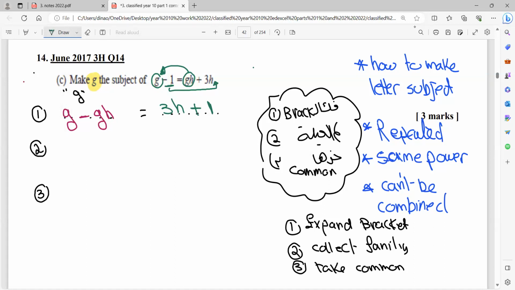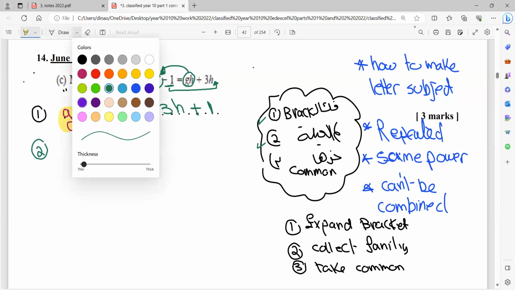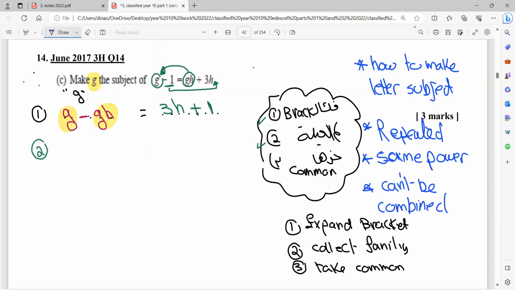That is the first step. So I didn't expand the bracket because I didn't have one. Okay, we did step number 2, which is collect the family. Now what is step number 3, which is take it common? Now if you look at these two terms, you will find that we cannot combine them. And making G subject means that I want one G on one side and everything else on the other side. This is what G subject means.